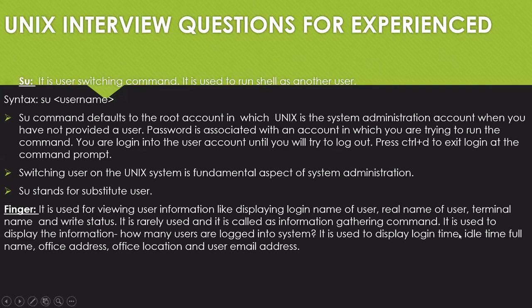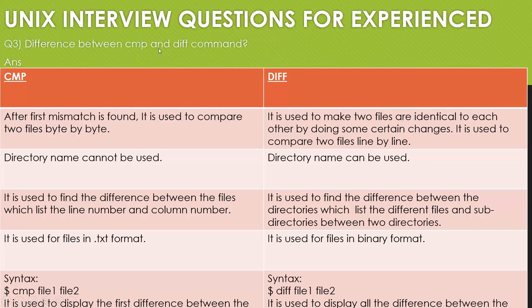Difference between CMP and DIFF command. CMP compares two files byte by byte, and after the first mismatch is found it stops. DIFF is used to make two files identical to each other by doing certain changes. It compares two files line by line. With CMP a directory name cannot be used, with DIFF a directory name can be used. CMP is used to find a difference between files. We list the line number and column number.